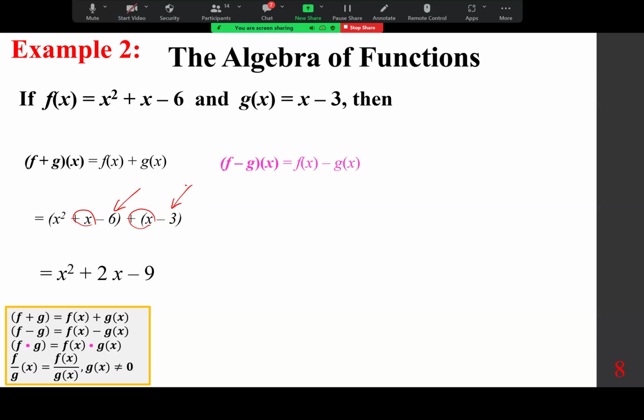All right. We want f minus g of x, which is f of x minus g of x. So now we are going to distribute the negative sign, and we are going to write the first parenthesis unchanged, x squared plus x minus 6. The second one changes to minus x plus 3. So we are going to combine like terms. So x squared remains, x and negative x cancel each other, and the two numbers add up to negative 3. So the result is x squared minus 3.